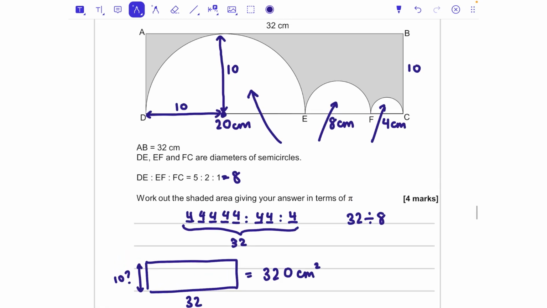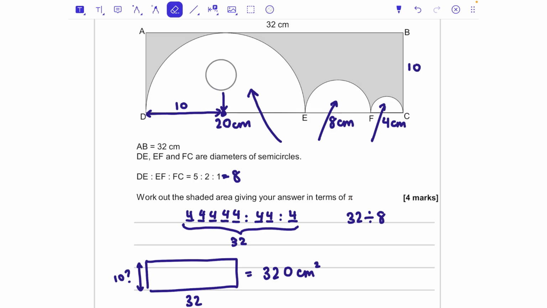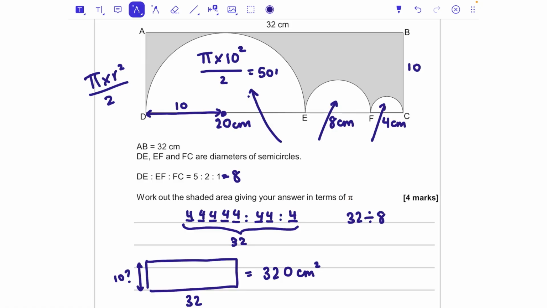Now we need to work out the semicircles and take them off. So let's just remove that quickly. For this circle, we would do pi times 10 squared divided by 2. Now the area of a circle is pi times the radius squared. That's the distance from the middle to the edge. But because it's only a semicircle, that's why we're dividing by 2. And that would be pi times 100. So 100 pi divided by 2, and that is 50 pi. We're doing a non-calculator paper, and we're leaving it in terms of pi, so we're just going to stop there for a minute.